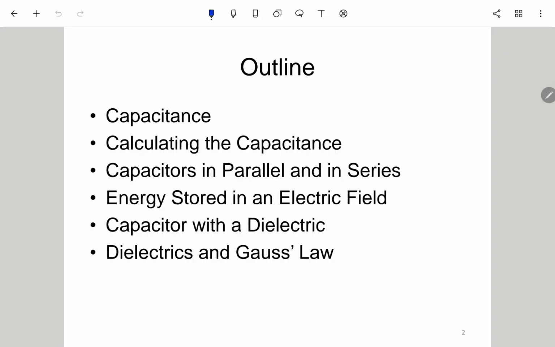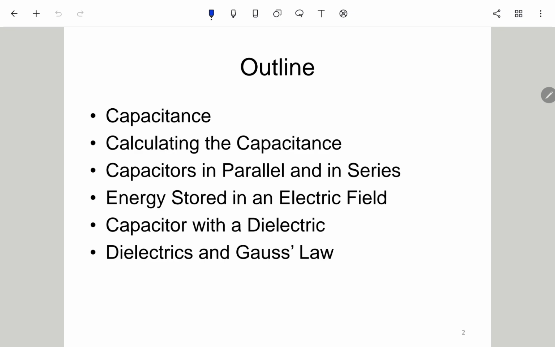Okay, so in this chapter 25, we'll introduce a circuit component called a capacitor, and one of its most important characteristics is called capacitance. And then we will introduce how to calculate the capacitance of a capacitor given some specific structure like a parallel plate capacitor, just as what we have learned in chapter 22.